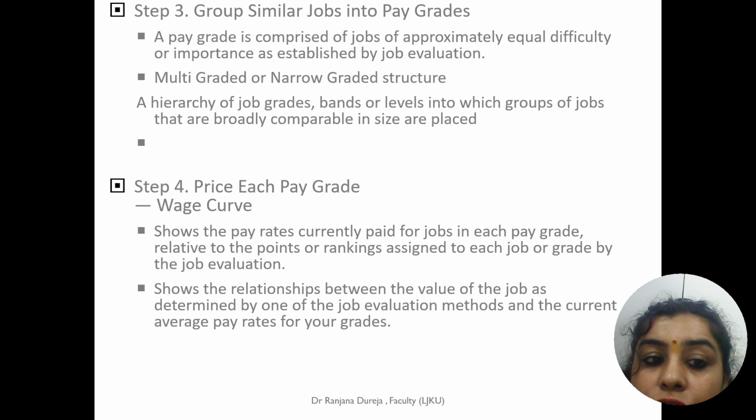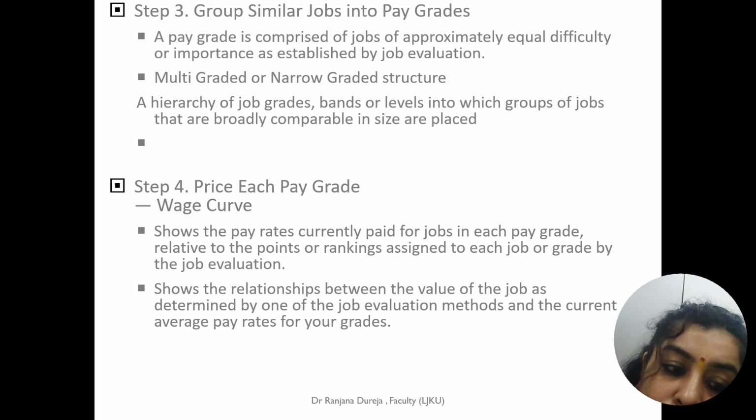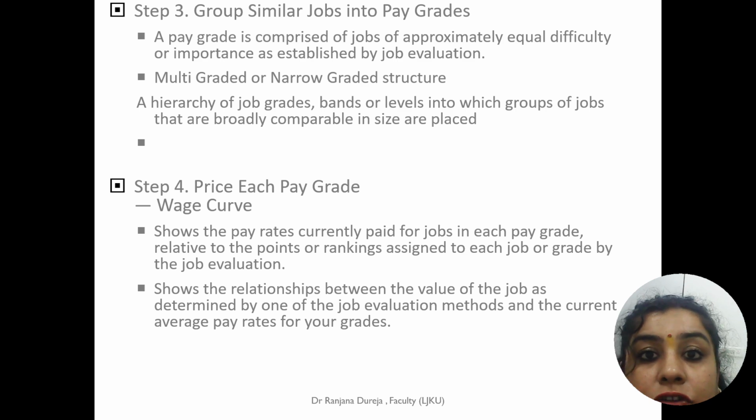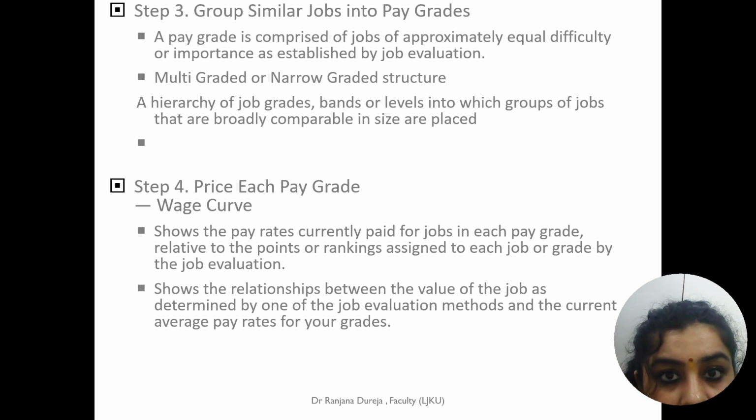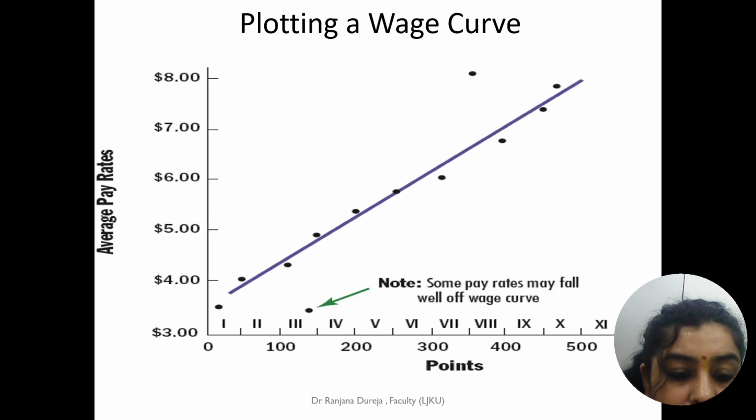Next step, we have to group similar jobs into similar pay grades. Pay grades of similar jobs we can put together. Then in the next step, we have to price each pay grade based on the points which we have received. Let's understand the same through this figure. At the lower part, there are the points, and on the basis of points you are assigning the wage rate or the compensation range. That's how you are creating a straight line.